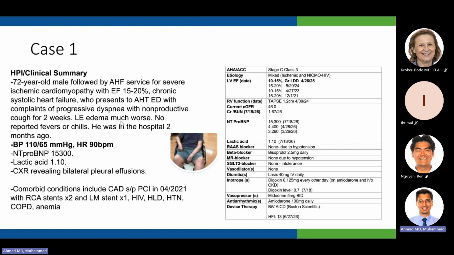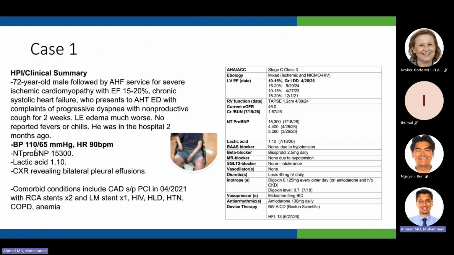So the first case, again, on the service: a 72-year-old male, followed by our service as an outpatient for ischemic cardiomyopathy, known ejection fraction of 15 to 20%. Has chronic systolic heart failure, which is well managed, and he presents to the ED with complaints of progressive dyspnea, non-productive cough for the past 2 weeks. His legs are extremely edematous, and he denies any fevers, denies any chills, and actually he was in the hospital 2 months ago, and now he's back in the hospital.